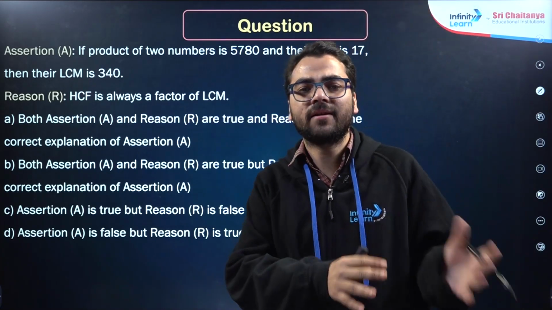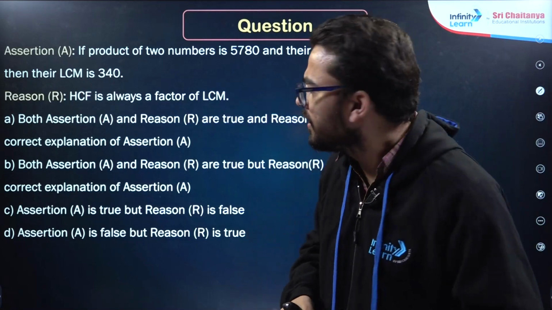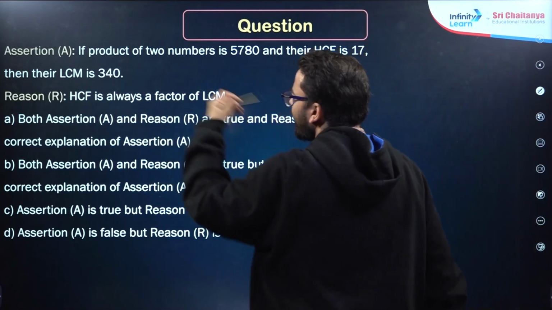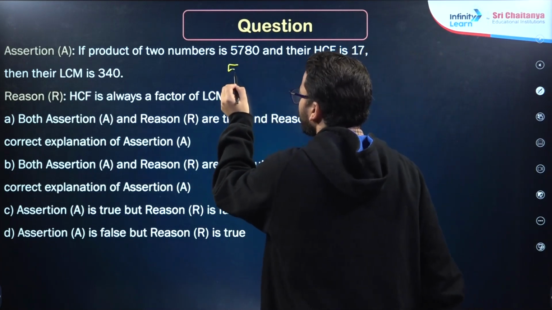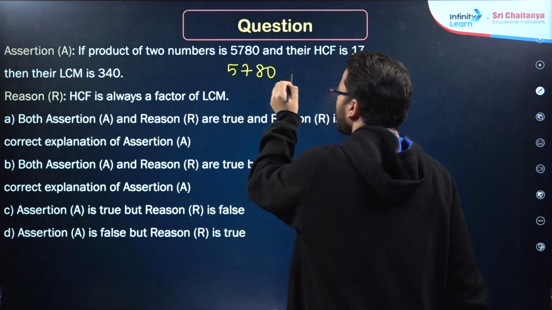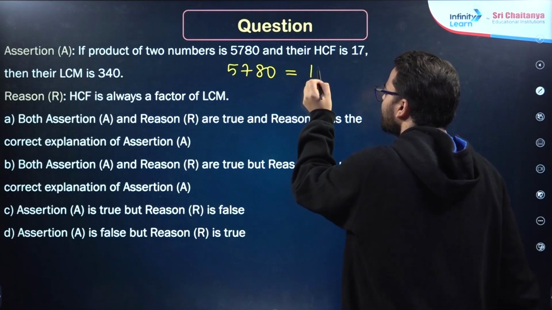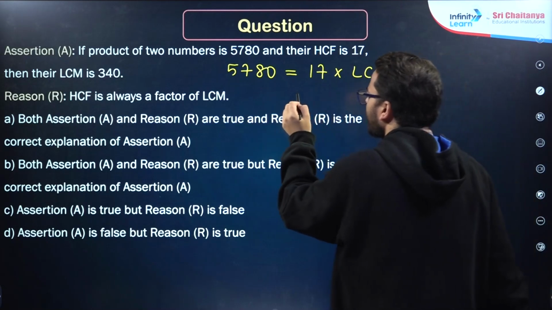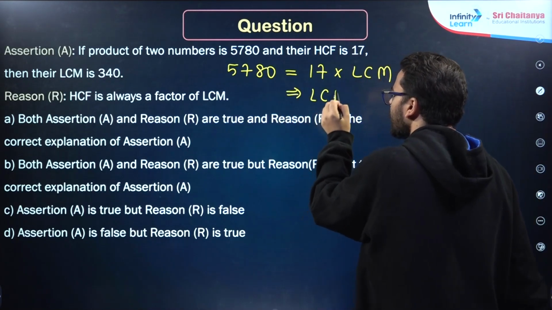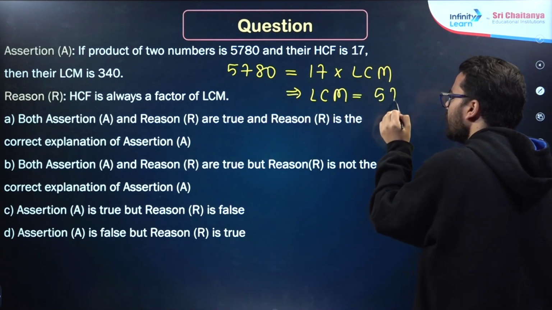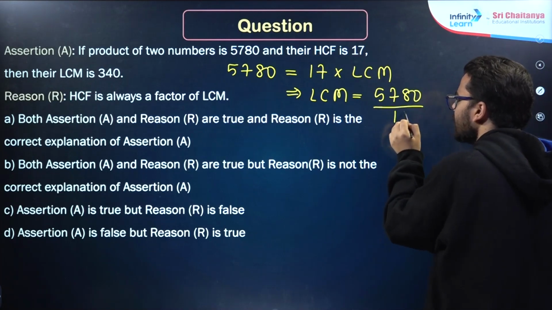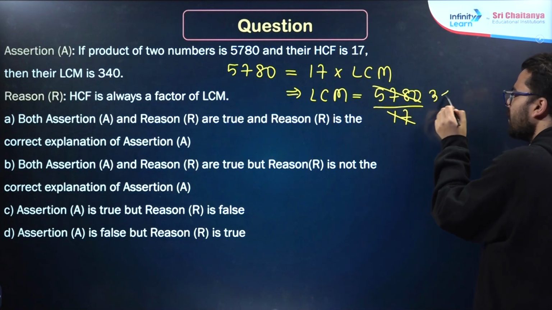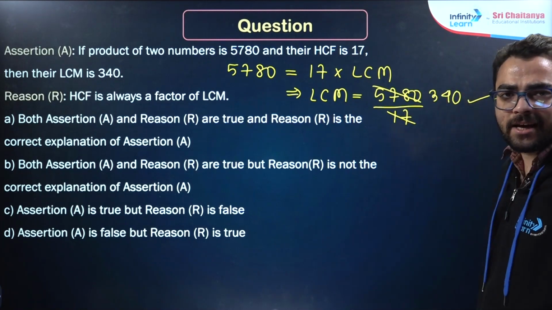For 3 numbers, another result is there which is not in the syllabus. So the product of 2 numbers is this and their HCF is given, so you have to find the LCM. The product of 2 numbers is 5780, and that is equal to the product of the HCF and the LCM. You can just calculate from here that LCM will come out to be 5780 upon 17, and if you calculate, you will get 340 only. So basically the assertion is correct over here.